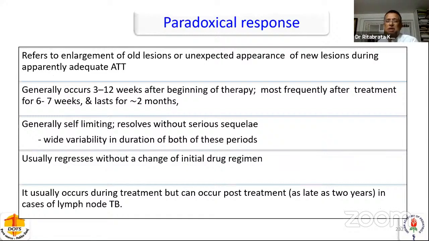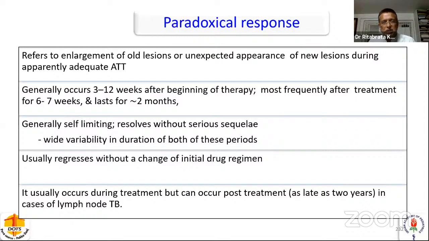So what is a paradoxical reaction? As I have told you before, TB decreases the immunity. Once you start anti-TB therapy, the immunity of the host increases. And as the immunity of the host increases, there might be enlargement of the older lesions and appearance of newer lesions.